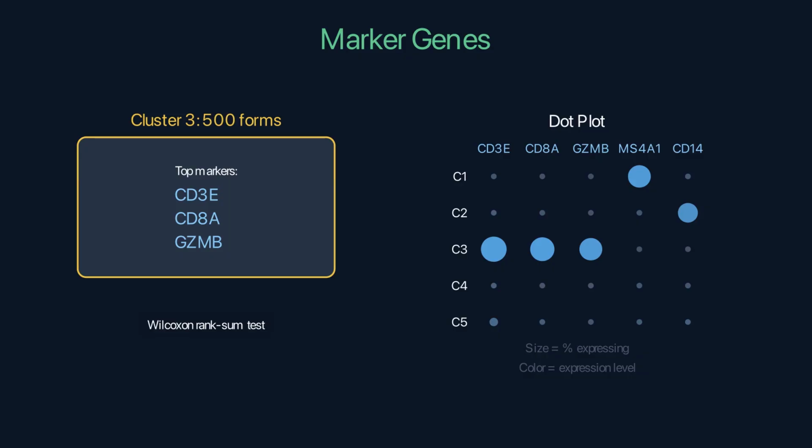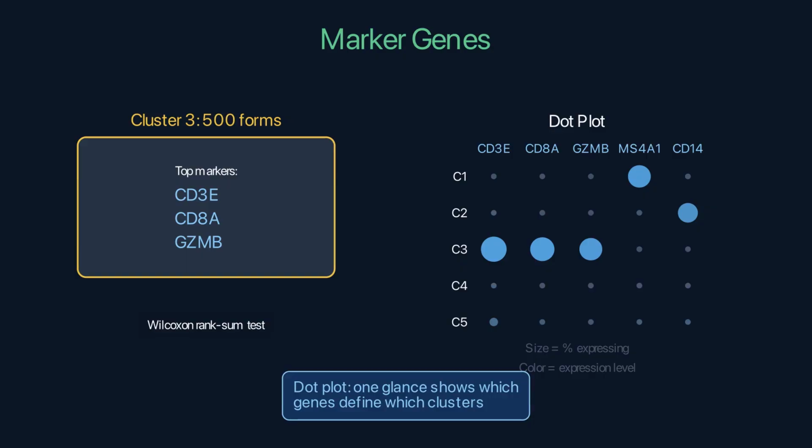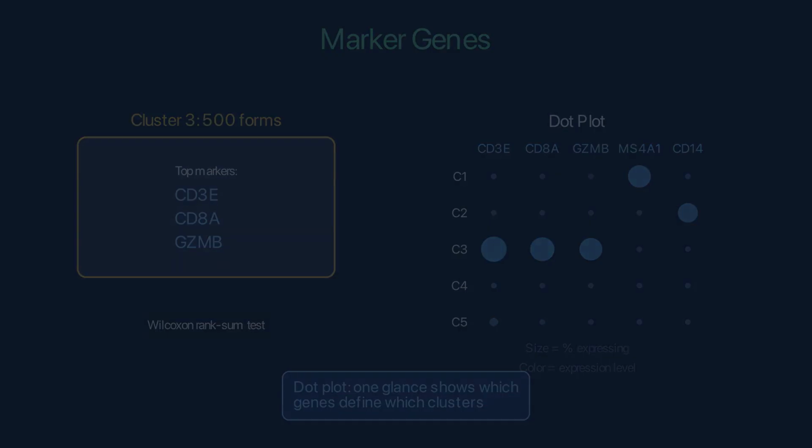A dot plot shows marker expression across all clusters. Dot size is the fraction of cells expressing the gene. Dot color is the expression level. One glance tells you which genes define which clusters.